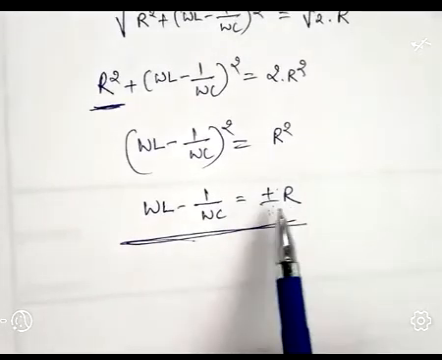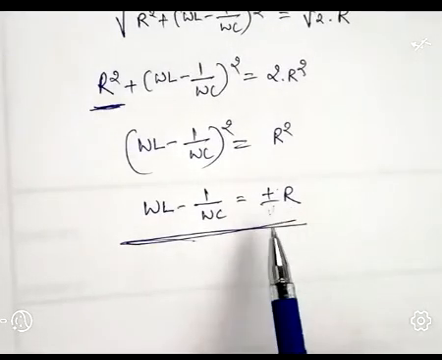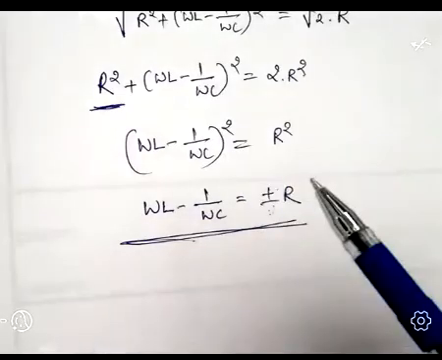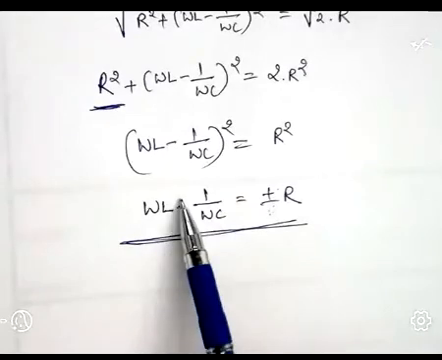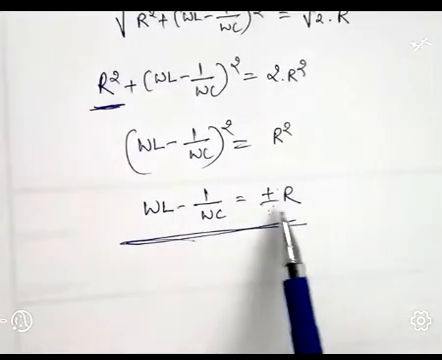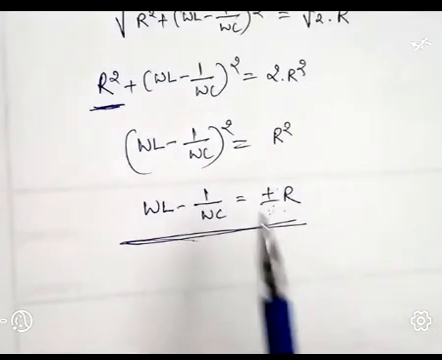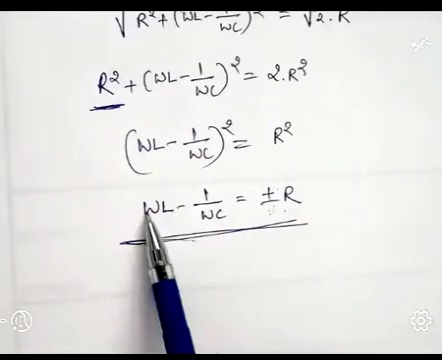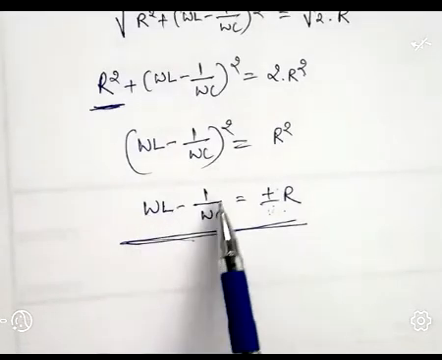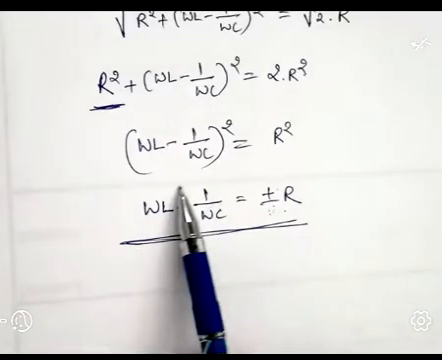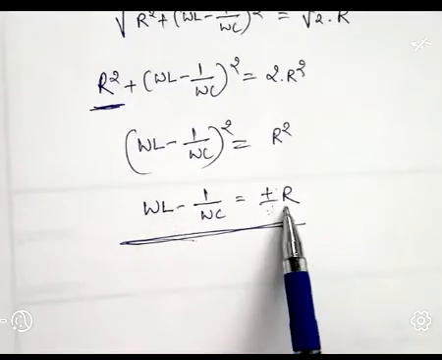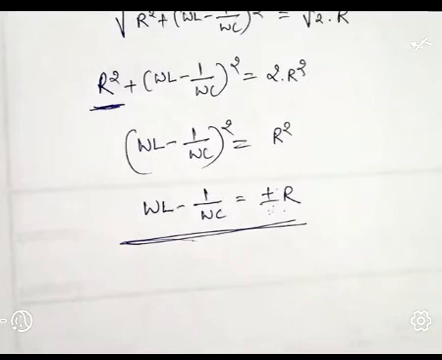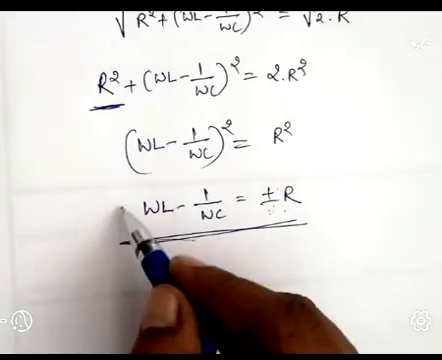From this equation it is clear that at half power frequencies f1 and f2, the reactive part of impedance of the series RLC circuit is equal to the resistive part of impedance. What we proved now? The reactive part of impedance of a series RLC circuit is equal to the resistive part of impedance. It is about the series resonance circuit.